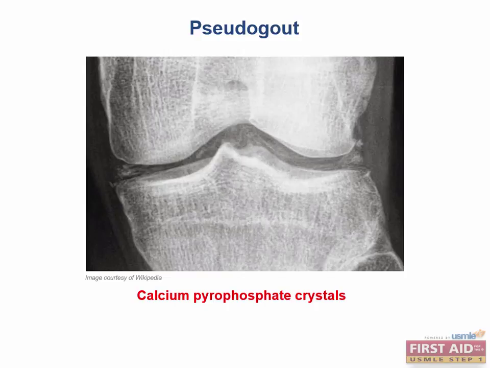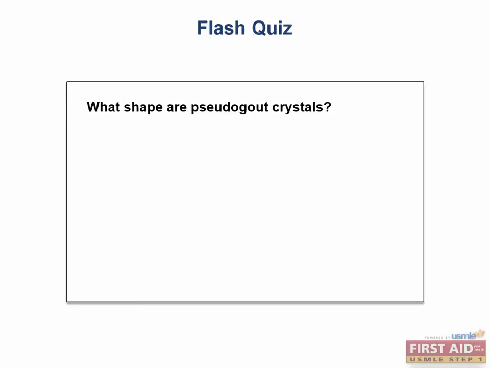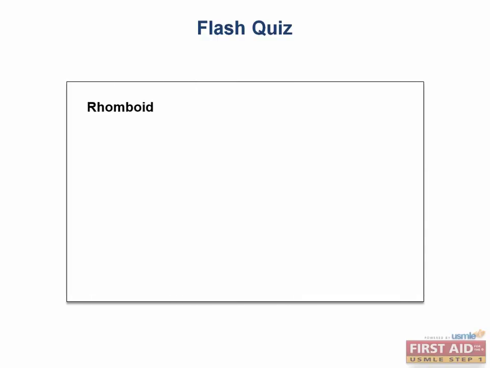Patients are usually older and can be male or female. You should look for patients with this kind of history: hemochromatosis, hyperparathyroidism, or osteoarthritis. You can treat an acute attack with NSAIDs or glucocorticoids. Patients also benefit from colchicine for prophylaxis. What shape are pseudogout crystals? The answer is rhomboid.